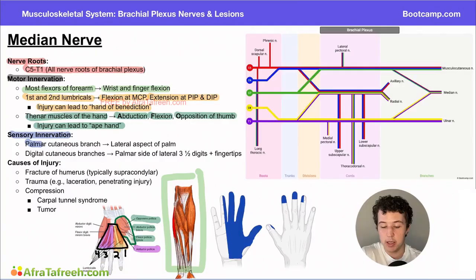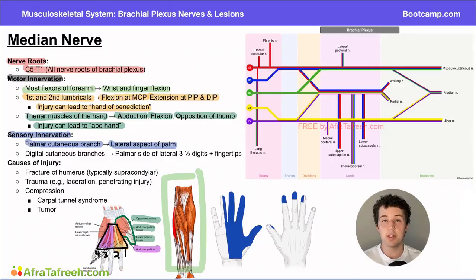The palmar cutaneous branch of the median nerve will innervate the lateral aspect of the palm, this area here. Importantly, although the median nerve travels through the carpal tunnel in order to innervate the fingers and the thenar eminence, the palmar cutaneous branch does not go through the carpal tunnel. It branches off of the median nerve before going into the wrist and thus goes over the carpal tunnel.